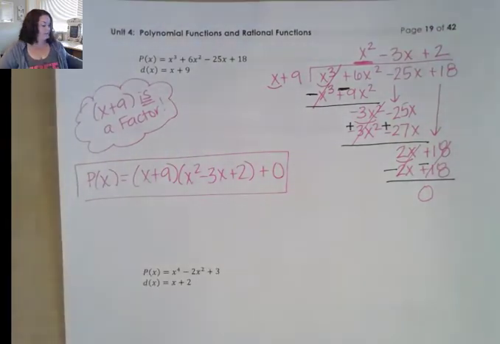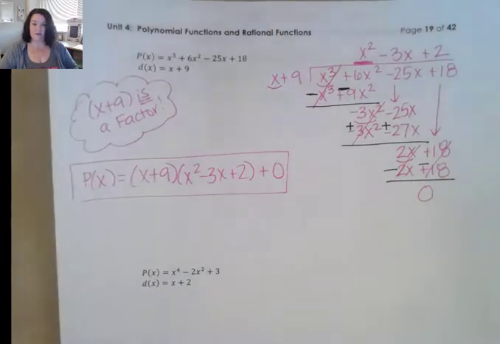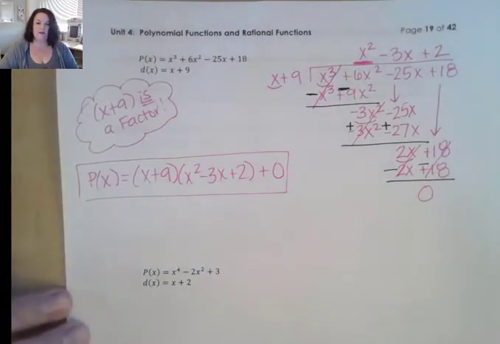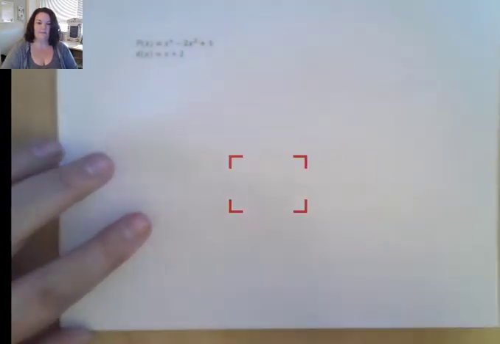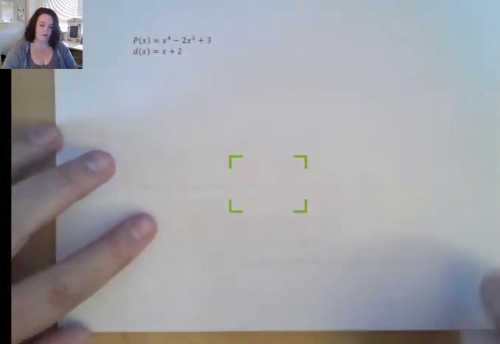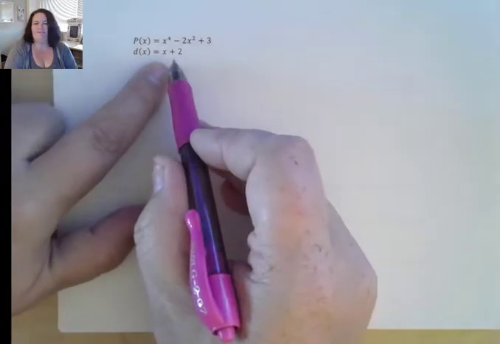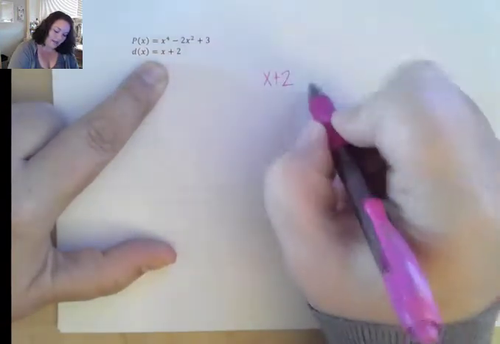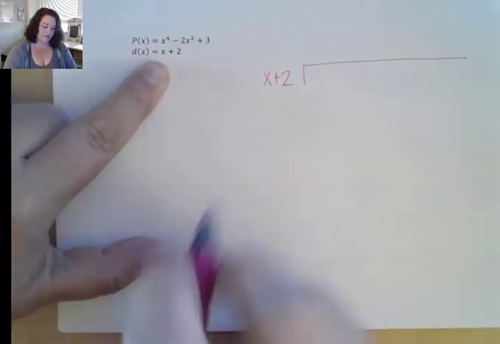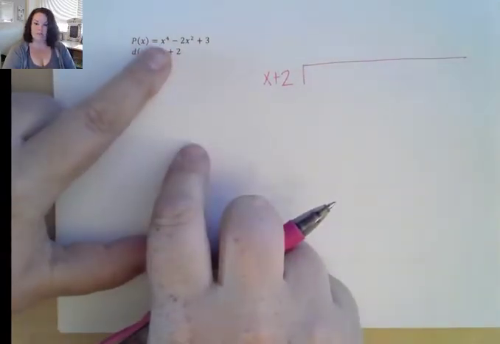All right. Let's look at one more and then I'll have y'all try some. Okay. So on this next one, again, we're going to go ahead and write our divisor. Let me see if I can focus this a little bit more. Here we go. All right. We're going to write our divisor, which is x plus 2. And then underneath our division house, we're going to write our original polynomial, which is p of x.